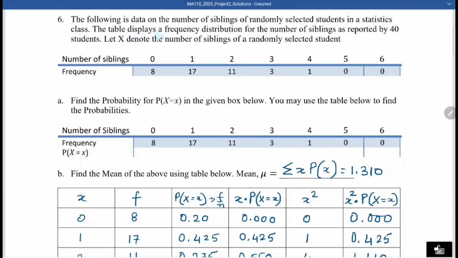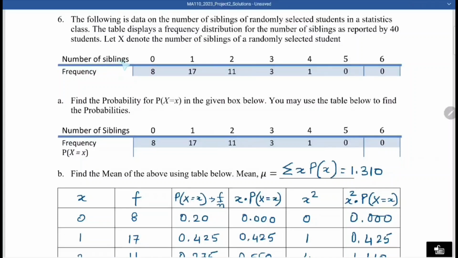It says the following is the data on the number of siblings of randomly selected students in a statistics class. The table displays a frequency distribution for the number of siblings as reported by 40 students. Let X denote the number of siblings of a randomly selected student. So the data is given to us in the form of a horizontal table.